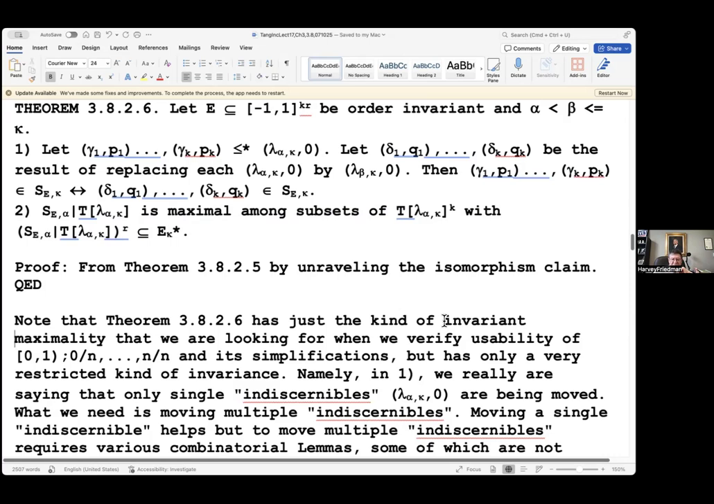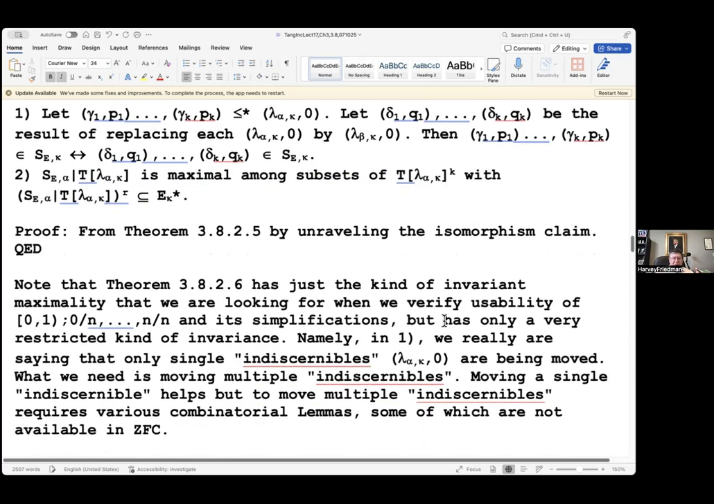Namely, we are only saying that a single indiscernible can be moved. Now, what we really need to get is that several indiscernibles, a tail of indiscernibles, can be moved, and that is where the combinatorial set theory is needed. So moving a single indiscernible helps, but to move multiple indiscernibles requires various combinatorial lemmas, some of which are not available in ZFC.